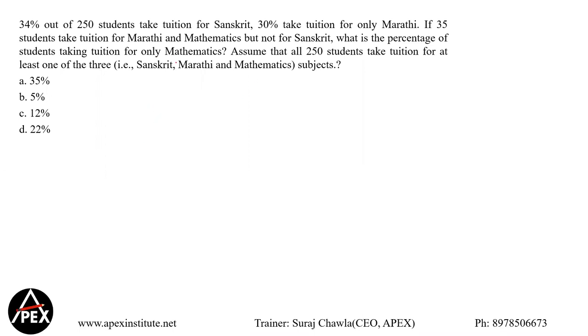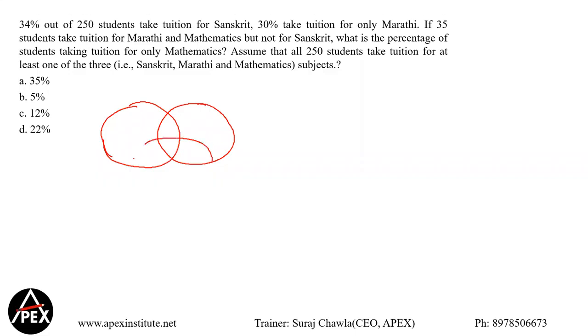So it says 35 take only Marathi and mathematics. What percentage of students are taking only mathematics? So it's a three set Venn diagram. Assume all the 250 take at least one of the three subjects. So we know one more thing, that there is no student who takes none of the subjects.